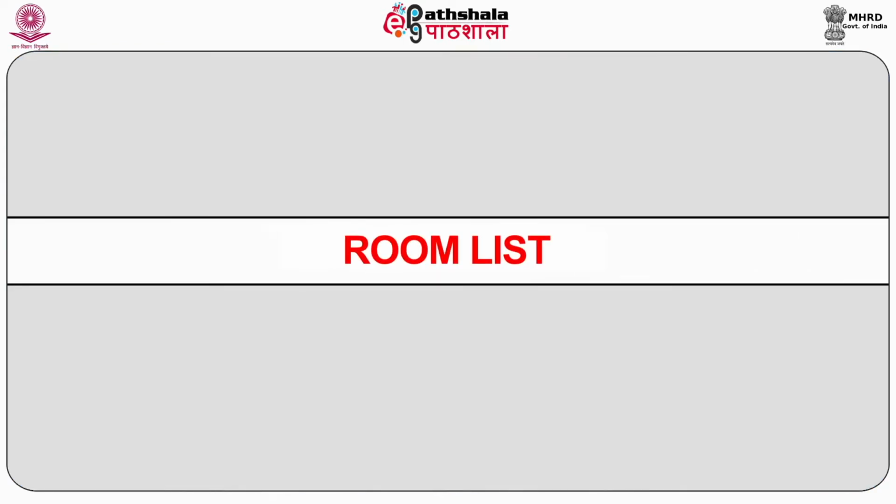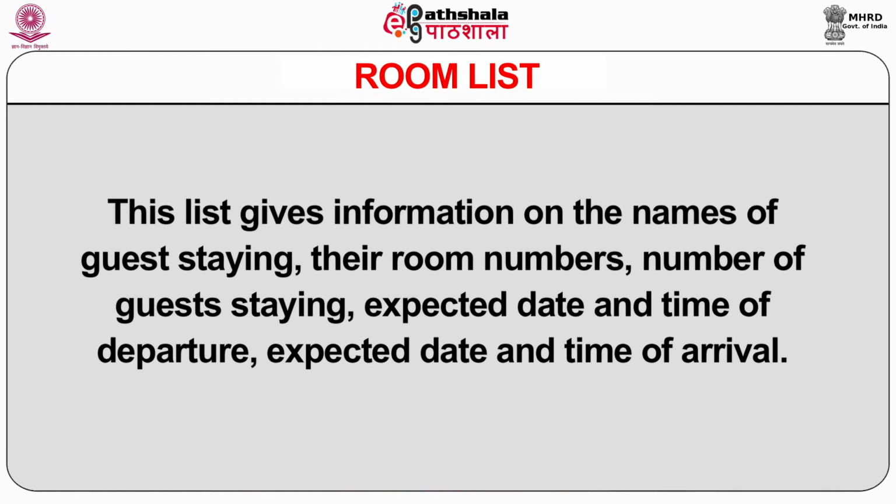Fourth, room list. This list gives information on the names of guests staying, their room numbers, number of guests staying, expected date and time of departure, expected date and time of arrival, which facilitates the room service order taker to address the guest by name to ensure the order is received from the right person, to plan mise en place activities and to forecast volume of breakfast sales.